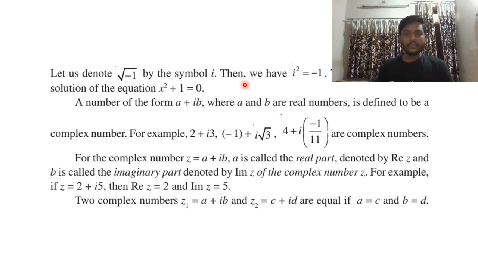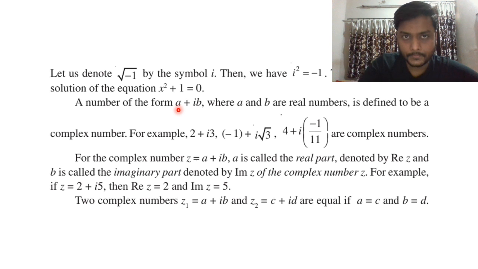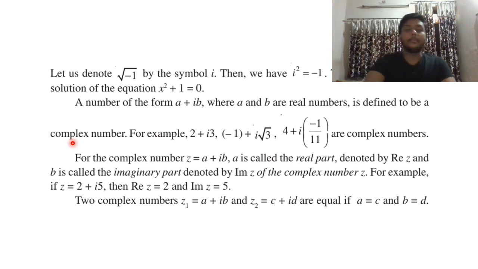Okay, now when we continue talking about complex numbers, what is a complex number? Why do we have complex numbers? How do we denote a complex number? Any number that is of the form a plus iota b, where a and b are real numbers, we define this as a complex number.